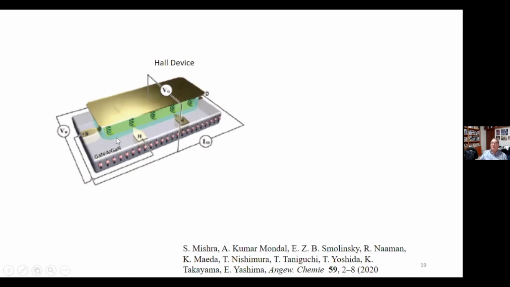Typically in the Hall device, if a magnetic field is applied perpendicular to the surface, then we get a potential perpendicular to the current flowing. In our case, we don't apply a magnetic field. Instead, we adsorb chiral molecules here, and on top we put a gate electrode. So what we do now is apply a voltage between the gate and the device. The voltage charge polarizes the chiral molecules.